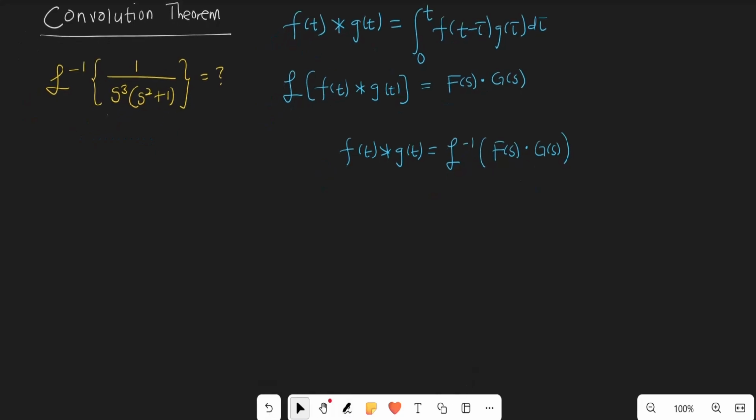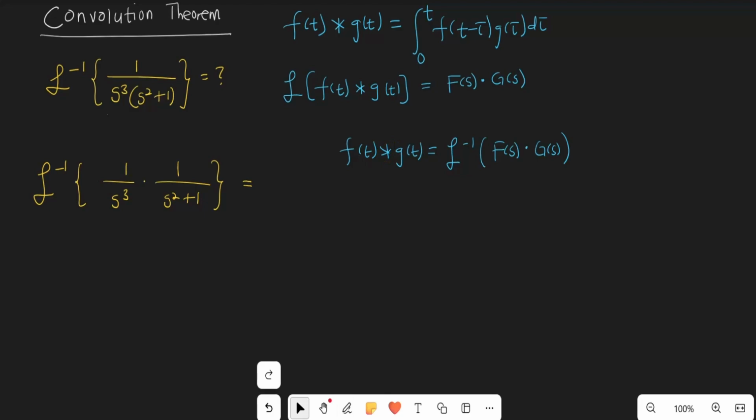Cool, so now let's do that. So this is the Laplace inverse. Our original function can be written as 1 all over s to the third, which is one function, multiplied by 1 all over s squared plus 1. If we multiply these two functions, we are going to get our original function. And now the Laplace inverse of F of s multiplied by G of s is going to be f of t convoluted with g of t.